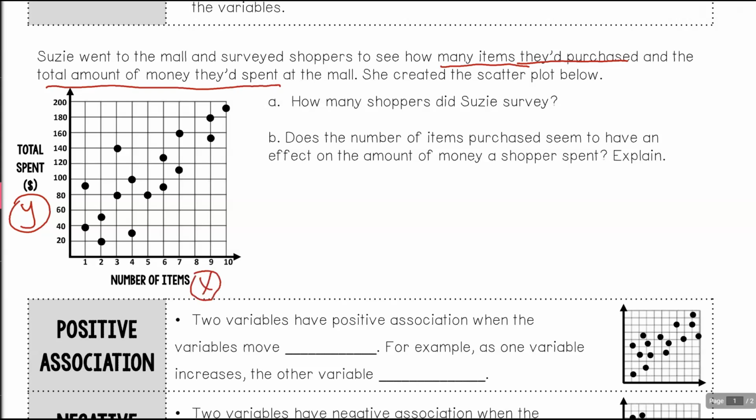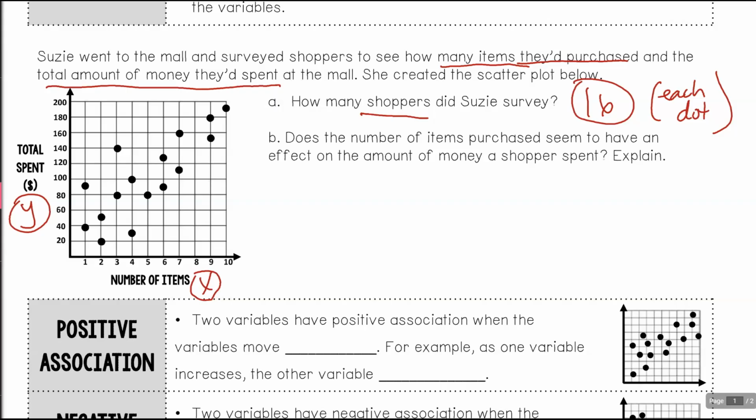So the first question they want us to answer is, how many shoppers did Susie survey? Well, if we're looking at the number of shoppers in a scatter plot, your points represent your data values. So there is 1, 2, 3, 4, 5, 6, 7, 8, 9, 10, 11, 12, 13, 14, 15, 16 points here. So there's 16 shoppers. Each dot represents a value or a point in this graph, and so each shopper is represented by the 16 dots, okay?